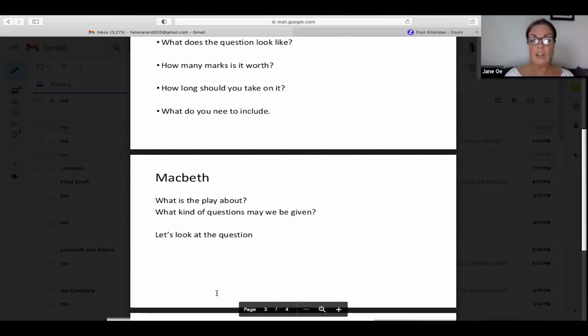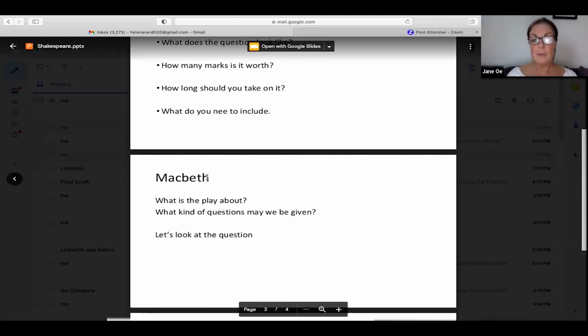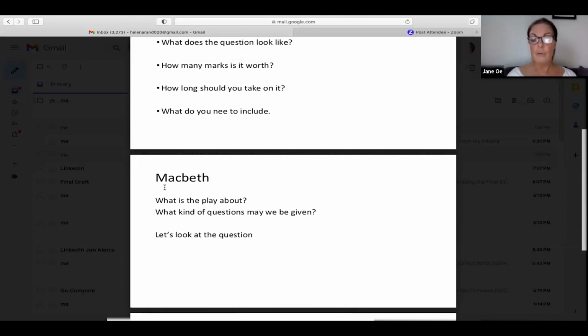So first of all, now pretend this says Romeo and Juliet. So we'll think Macbeth or Romeo and Juliet. What are they about? So what are the plays about? You can put it in chat if you like. Let's open a chat out to each other. So in chat, tell me, what are these plays about? What kind of questions may you be given? And then we're going to have a look at the question.